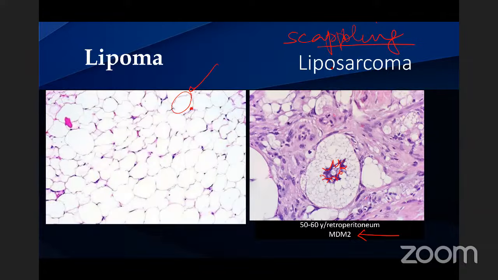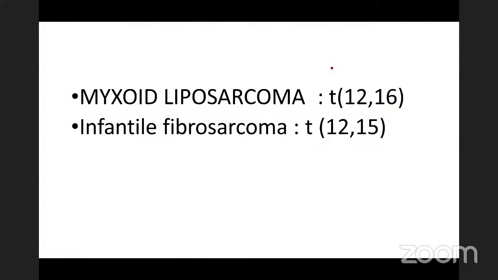Now, if you look at liposarcoma, what is the mutation? There is an entity called myxoid liposarcoma, which has a 12;16 translocation. That is very, very classically seen. Okay, very good, Asman, again, Kapil, you diagnosed perfectly as lipoma.